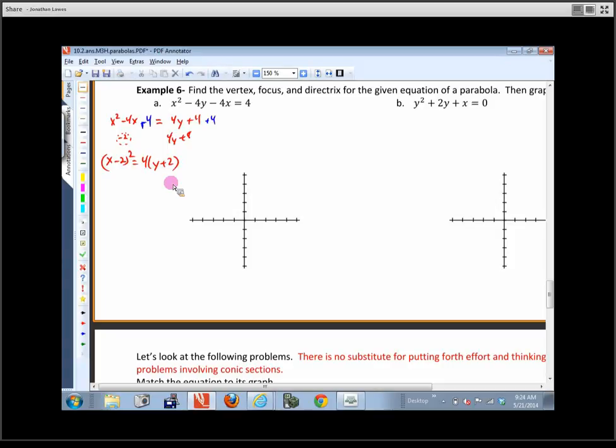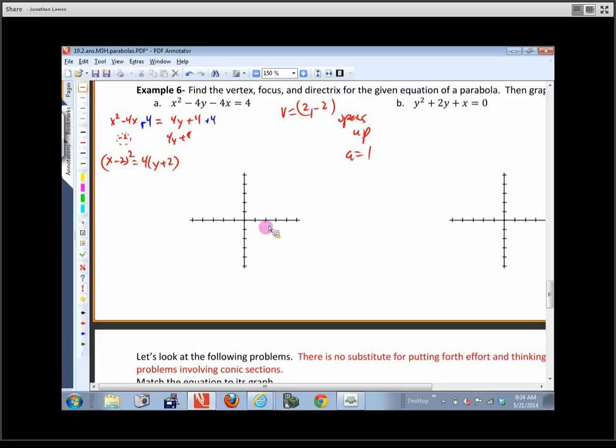I'm not going to graph this entire thing. We'll just kind of sketch this out really quickly. Where is the vertex? 2, -2. It opens up. And what is A? A in this case is 1. Everybody good there? Okay, if you have those pieces of information correct, you ought to be able to graph this.